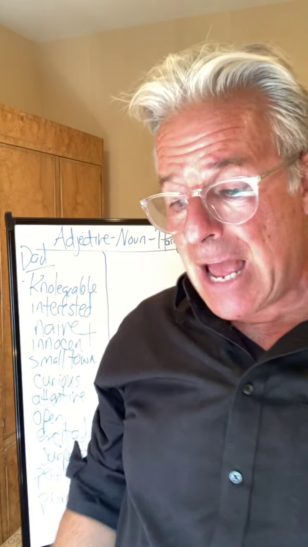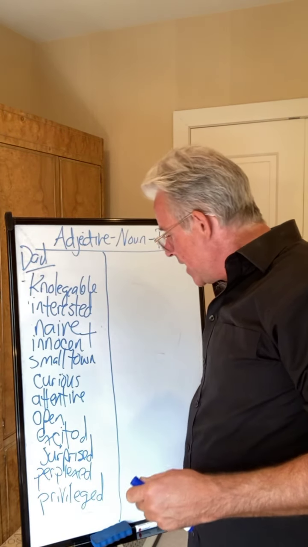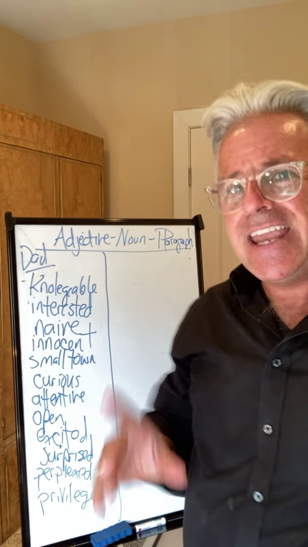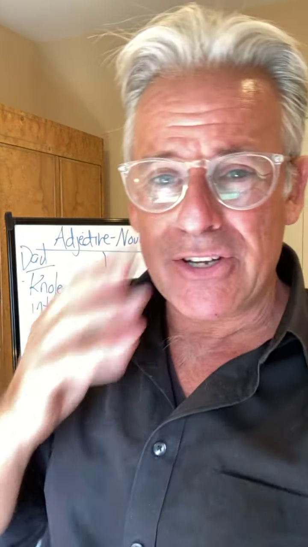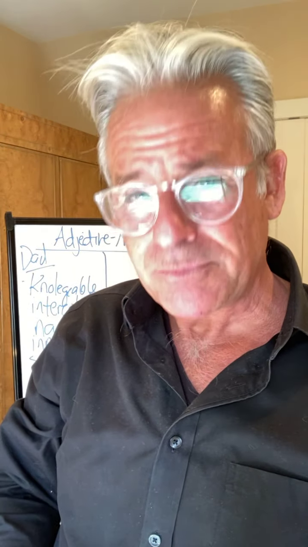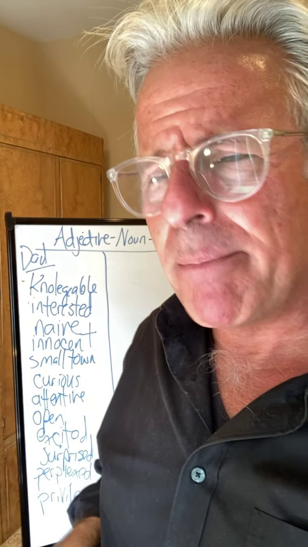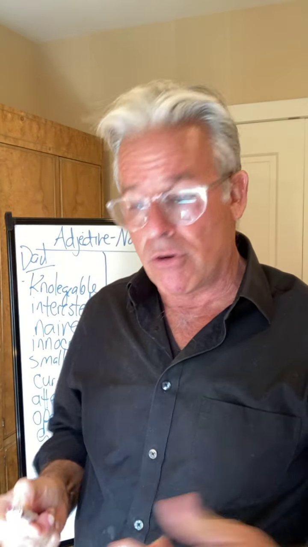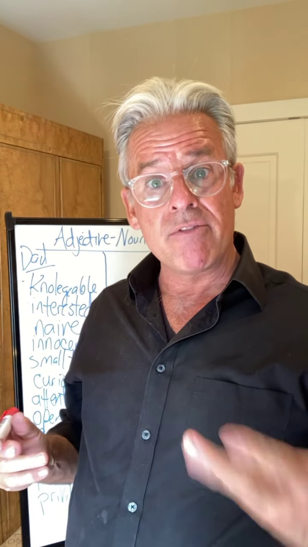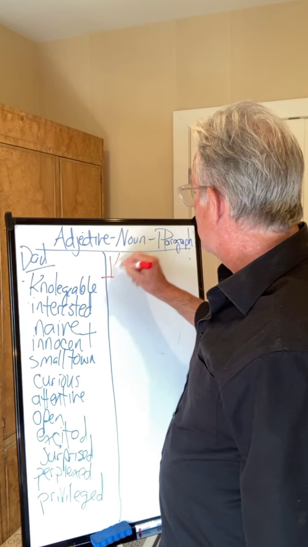Now, the next step is a little tricky, but it's really kind of cool. The next step is I'm going to take these describing words and I'm going to turn them into their noun forms. I'm going to turn them into nouns. Now, watch how this happens. Once I start doing it, you'll get it, but it's kind of difficult at first. So if somebody is knowledgeable, what's the noun form of knowledgeable? Well, they're full of knowledge.